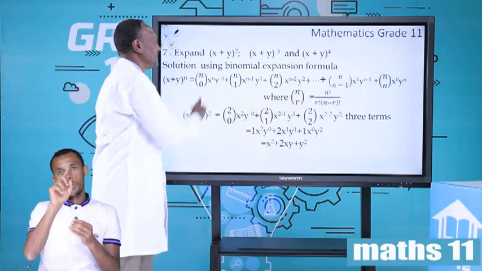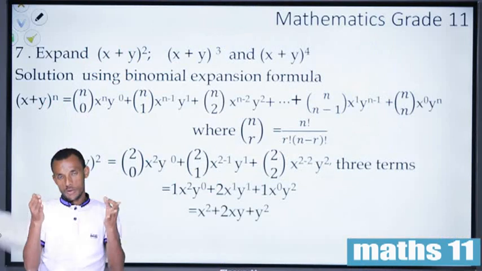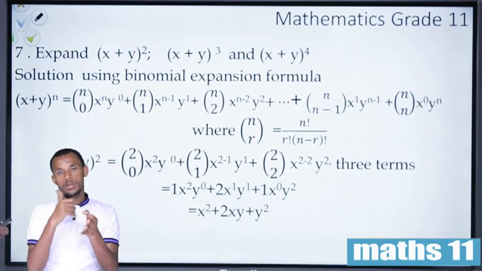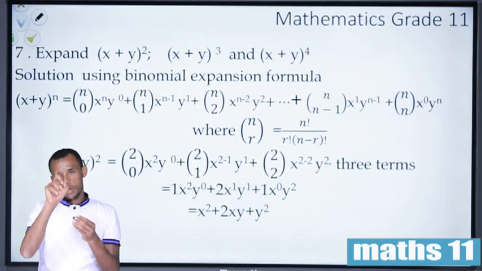So what is the expanded form of x plus y the whole squared? It is an expression, x squared plus 2xy plus y squared it will be.